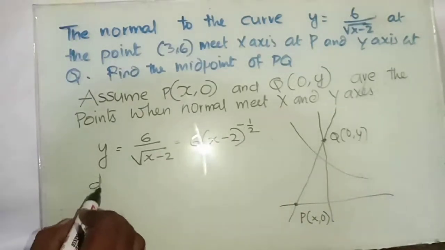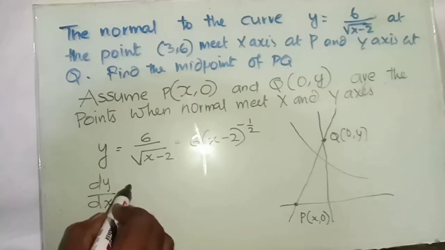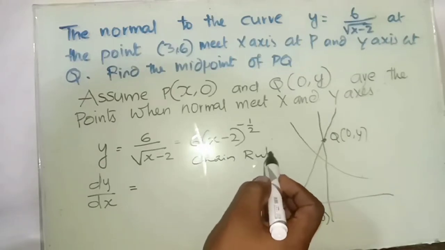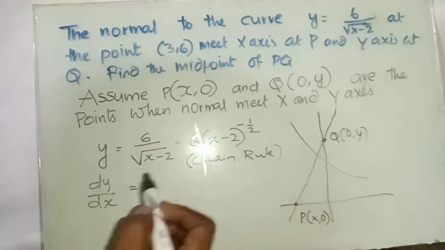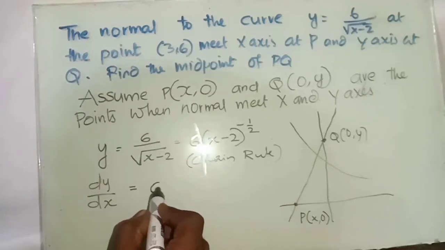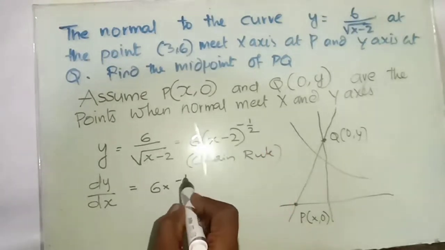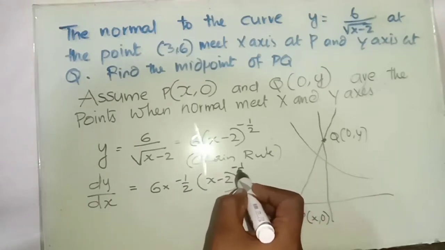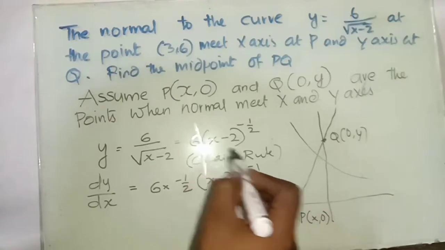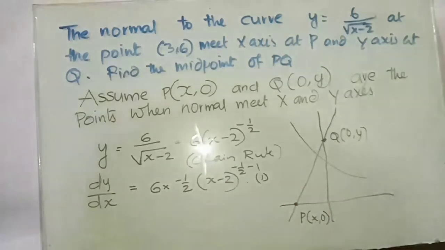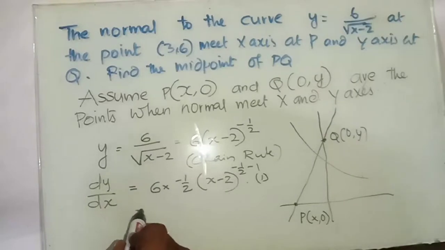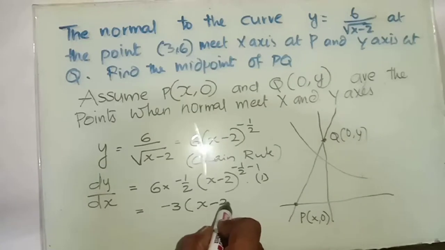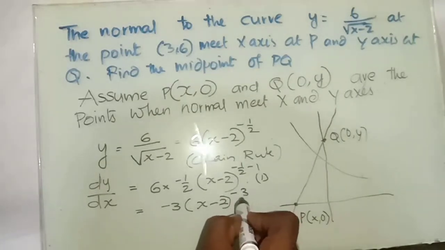Now differentiate it, we get dy by dx is equal to, use chain rule here. I'm using it directly. It is 6 times minus 1 by 2 of x minus 2 raised to minus 1 by 2 minus 1, into derivative of x, which is 1. So you have to use chain rule, I am just doing it directly. So we get it as minus 3 of x minus 2 the whole raised to minus 3 by 2.